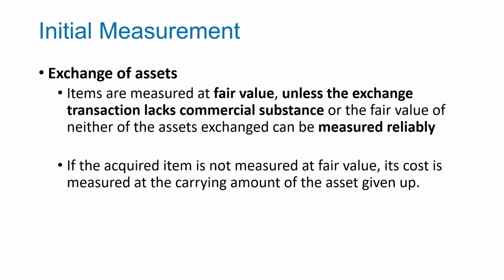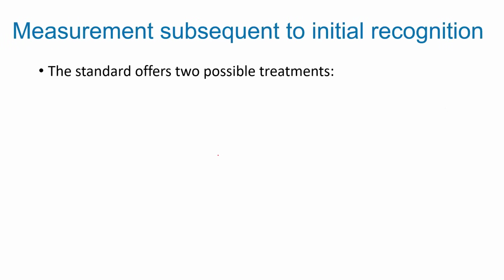If the acquired item is not measured at fair value, its cost is measured at the carrying amount of the asset being given up. If the fair value cannot be determined, then the value for the item being exchanged should be at the carrying value. If you can't determine the fair value, then you should use the carrying value. So that's about exchanging assets.